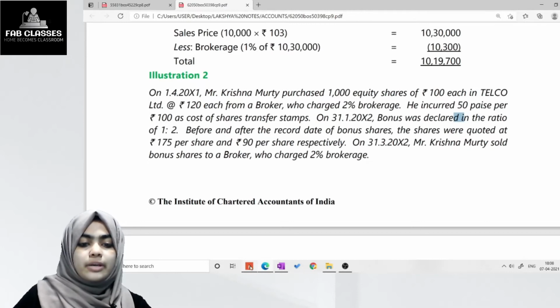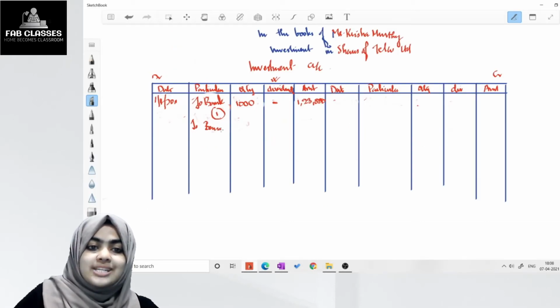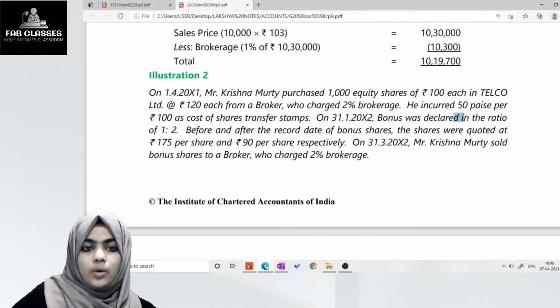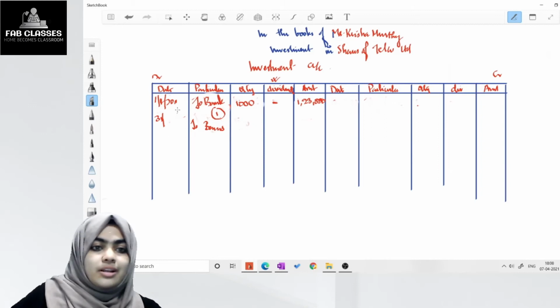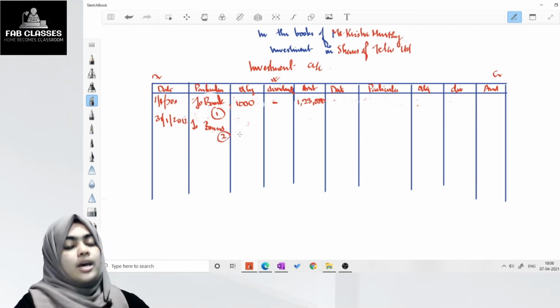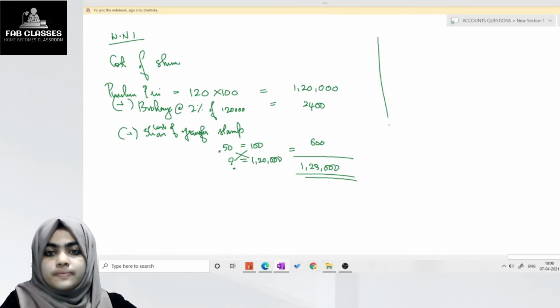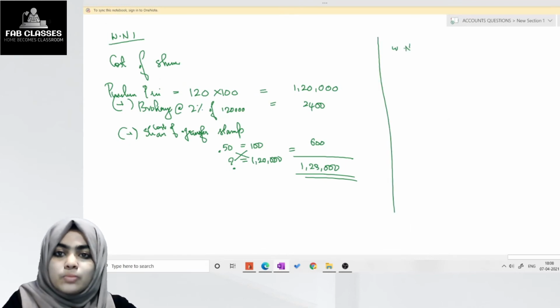So the thing which we will record is to bonus. The shares are coming by way of bonus on 31/1/2012. This was 1/4/2011, and then 31/1/2012. So to bonus shares are coming, but we don't know how many shares are going to come. For that purpose, we are again preparing the working note. Working note number 2.